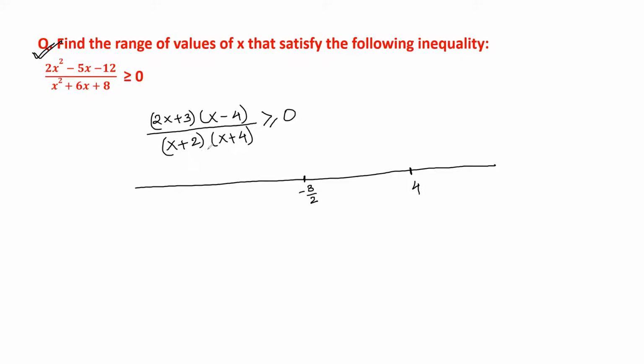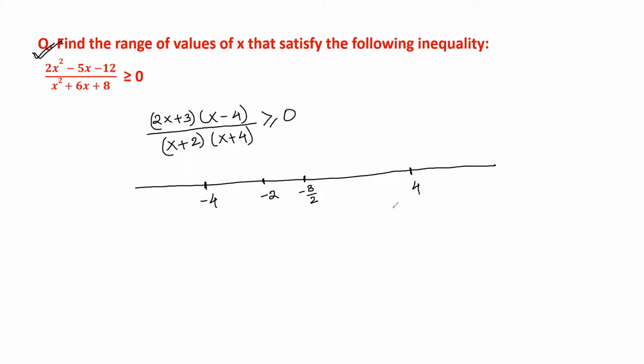And x plus 2 equal to 0, that is x equal to minus 2, will also be one of the critical points, which would be on the left side of minus 3 by 2. So let us put it somewhere here. And x plus 4 equal to 0, that is x equal to minus 4. So minus 4 would be on the left side of minus 2. Let us put minus 4 somewhere here. So we have plotted all the critical points on the number line.